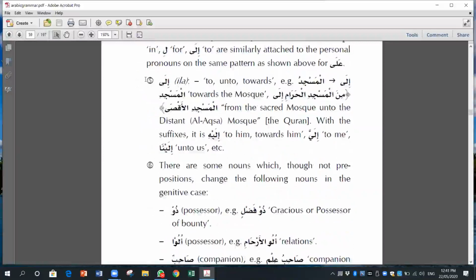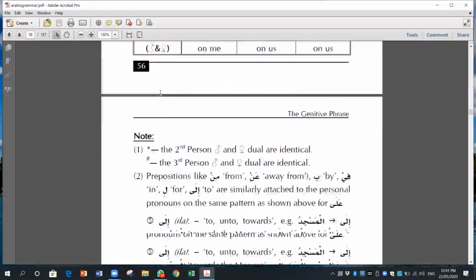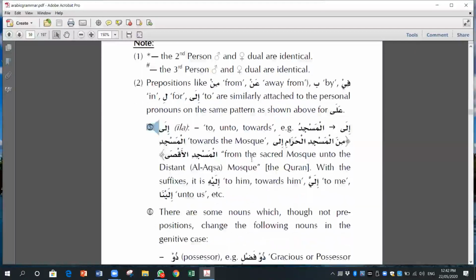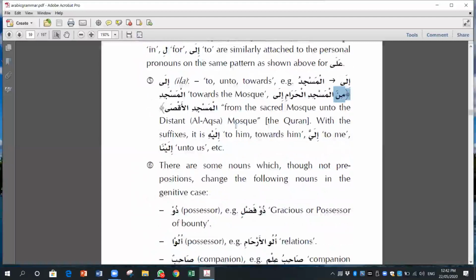Another is ila. Four we discussed before, till here; the fourth one was ala, and the fifth one here is ila. Ila means to, or unto, or towards. For example, ilal masjidi, towards the mosque. Ilal madrasa, towards the school. Min al-masjid al-haram ila al-masjid al-aqsa. This is a verse in the Holy Quran. We have already studied the meaning of min. Min means from. From Masjid al-Haram, ila, towards Masjid al-Aqsa, or unto Masjid al-Aqsa. So ila means to, towards, unto, etc.